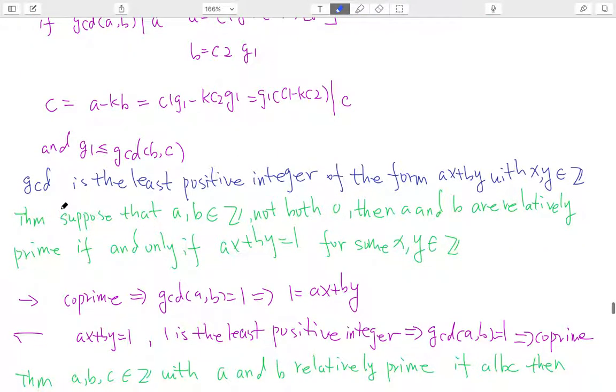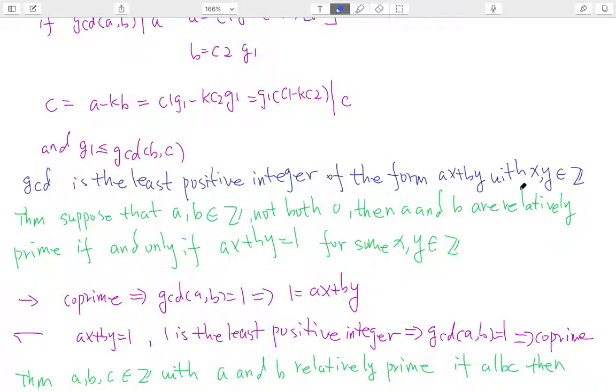And by the way, there is a fact: the greatest common divisor of two elements is the least positive integer of the form ax plus by, where x and y are both integers.